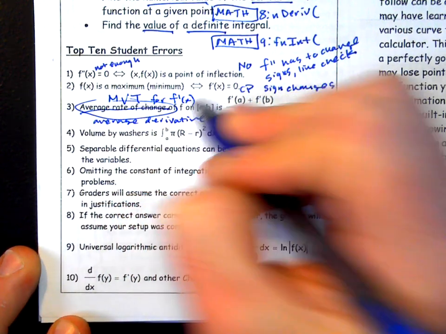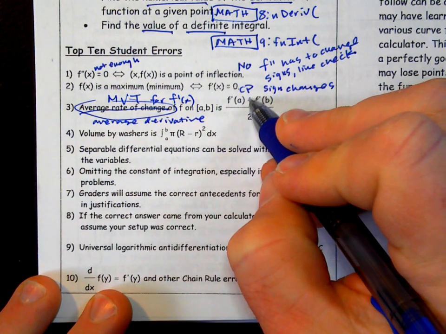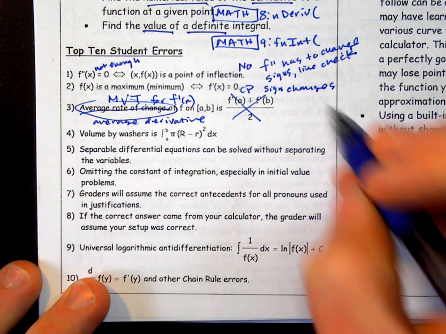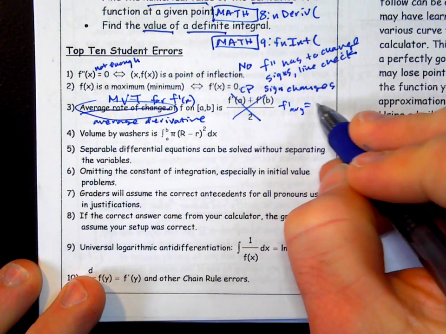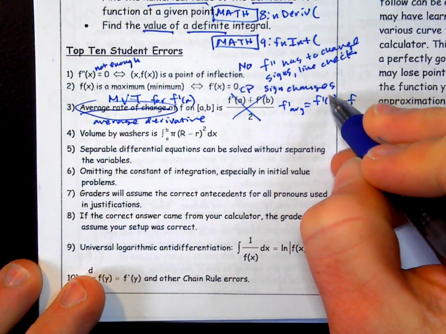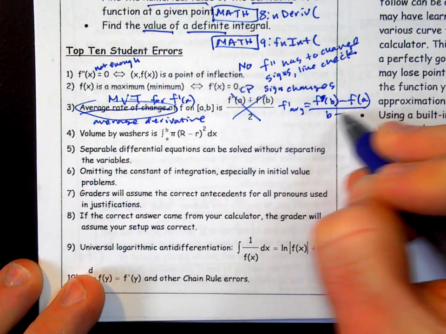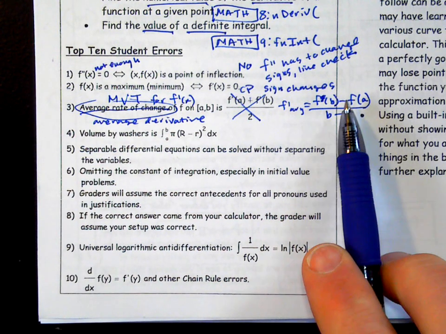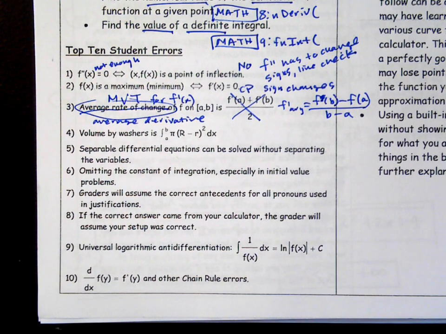And sometimes people think, well, if I'm going to average these two endpoints, let's just add them together and divide by 2, like a simple average. That is not the case. F prime average equals the rise over run: f(b) minus f(a) over b minus a, not f prime of b. Don't put the derivatives in here. You're trying to find the average slope of the f graph to get the average f prime.